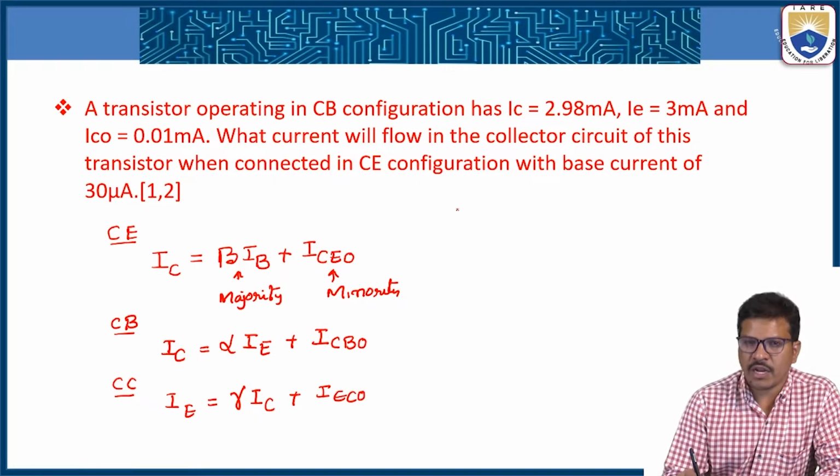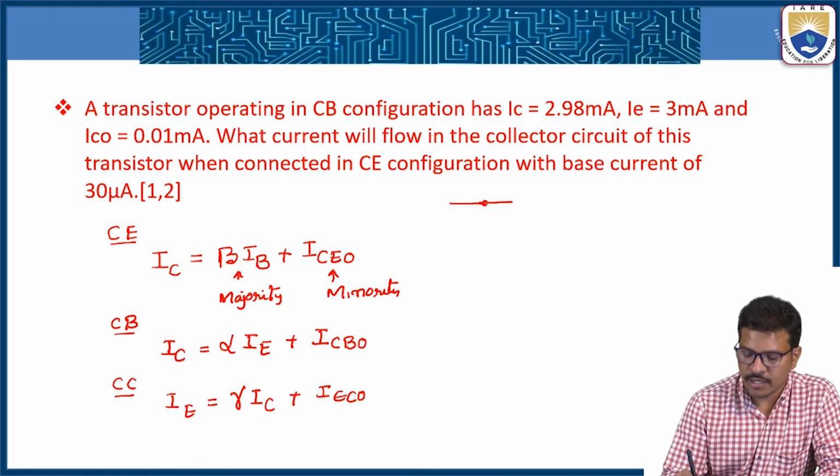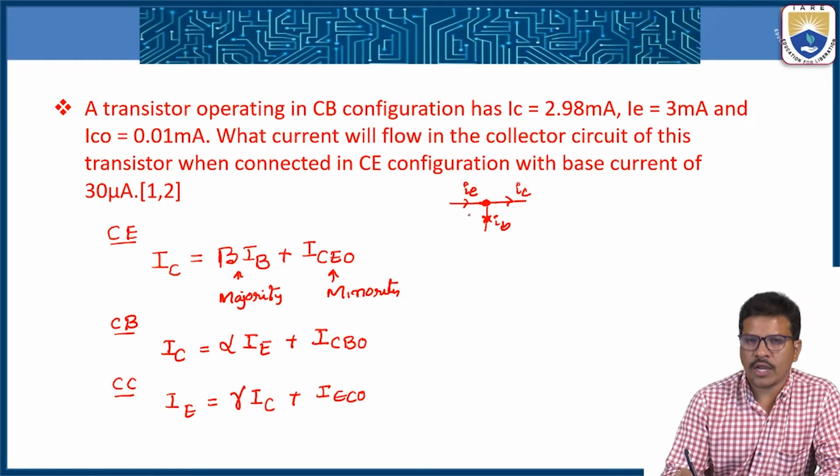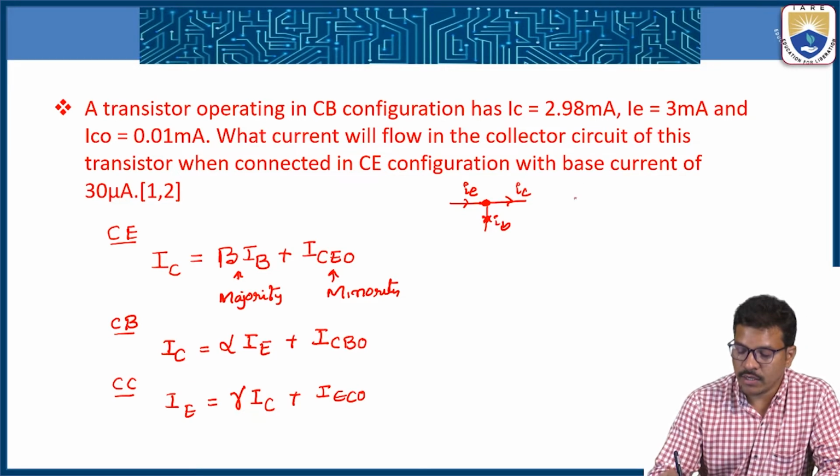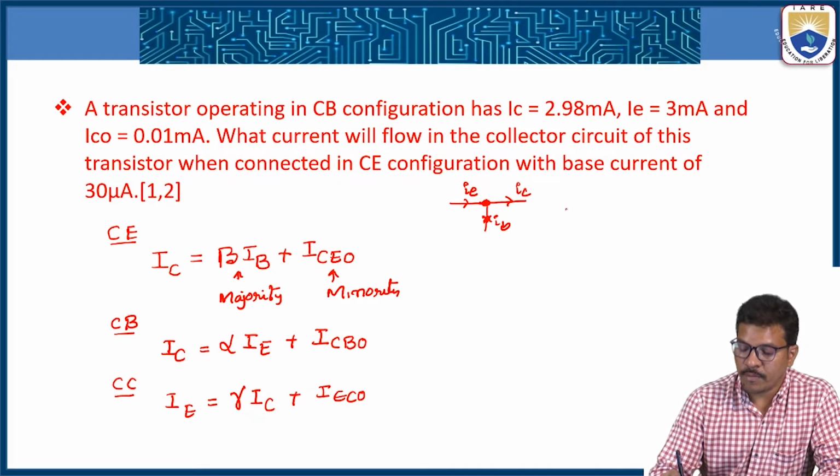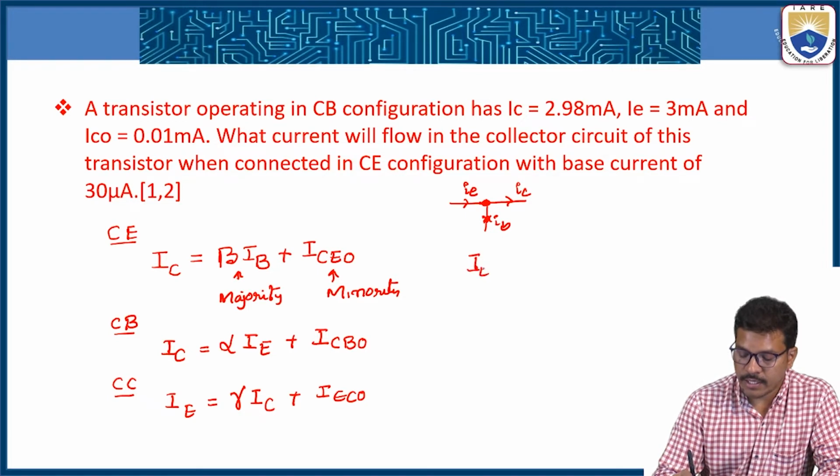And we know the basic fundamental formula in any transistor. Take this node as a transistor, the emitter current comes in here, the base current leaves here, and the collector current leaves here. Applying KCL, the total emitter current IE is equal to the sum of IB plus IC.